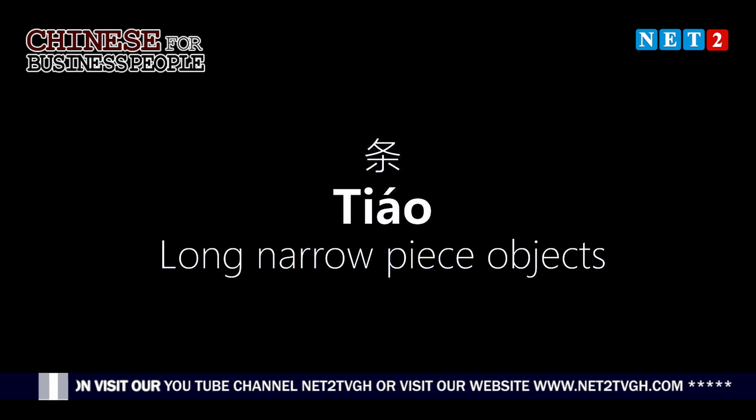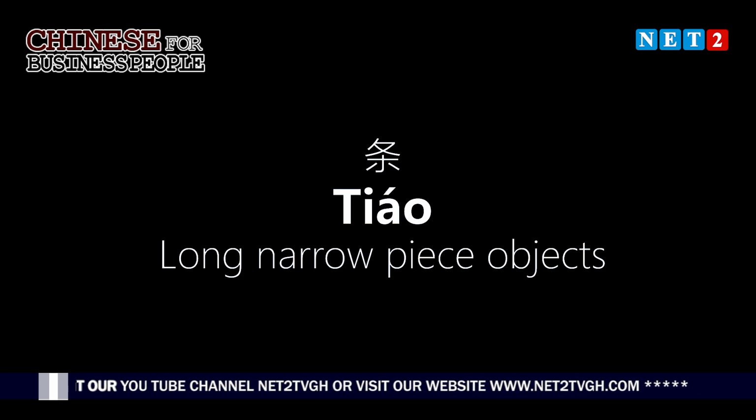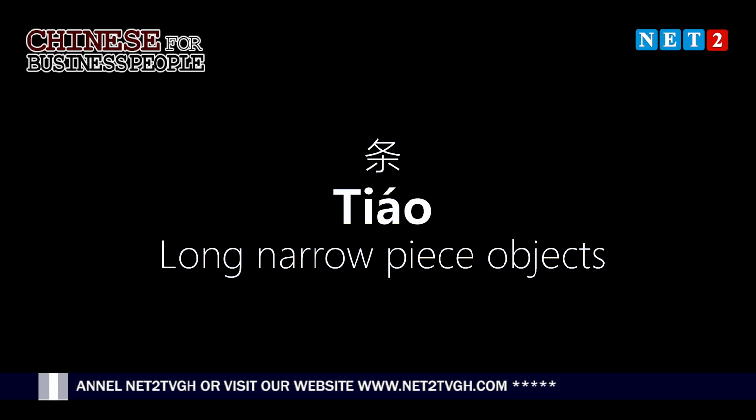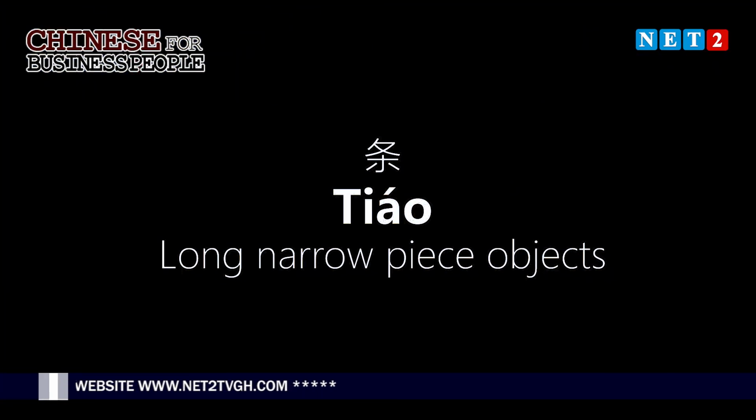Tiao. Tiao is used to refer to anything that is a long, narrow piece. For example, trousers, ribbon, and not only clothes. Anything that's a long, narrow piece like a river, you can use tiao to classify it. A scarf, so a long, narrow piece. Once it's a long, narrow piece, we use tiao.